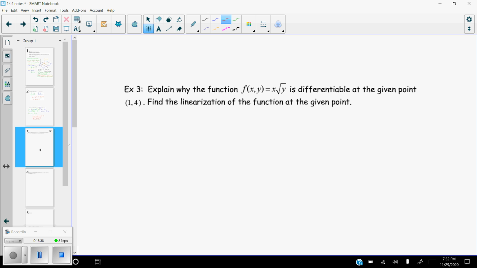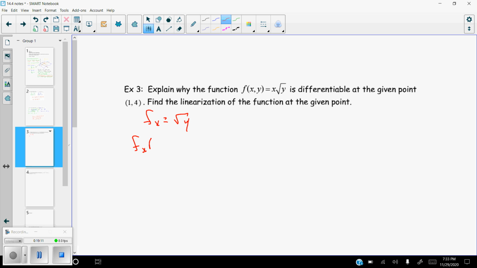So in order to explain why the function is differentiable at the given point, we just basically need to show that the derivative exists at that point. And then from there, we're going to use that to find the linearization, which is no more than finding the equation of a tangent plane and then doing like 1 or 2 quick little algebraic things. So let's do that. In order to do this, we need f sub x, which is going to be the derivative with respect to x, which is just the square root of y.